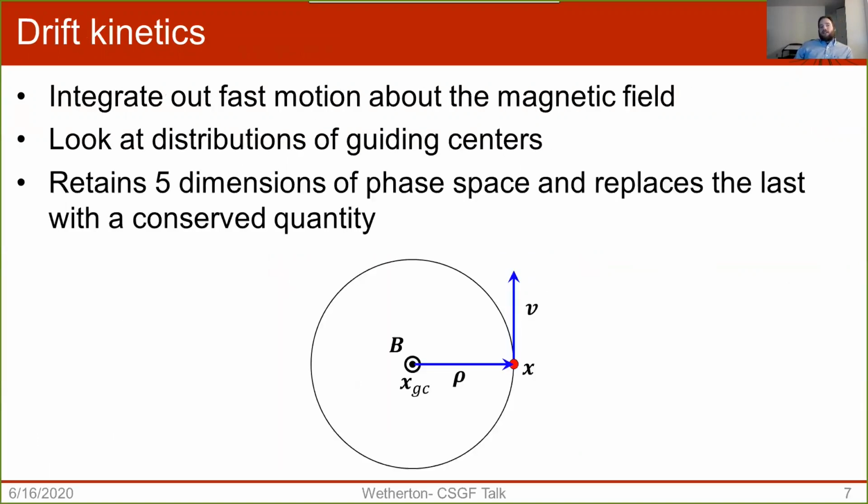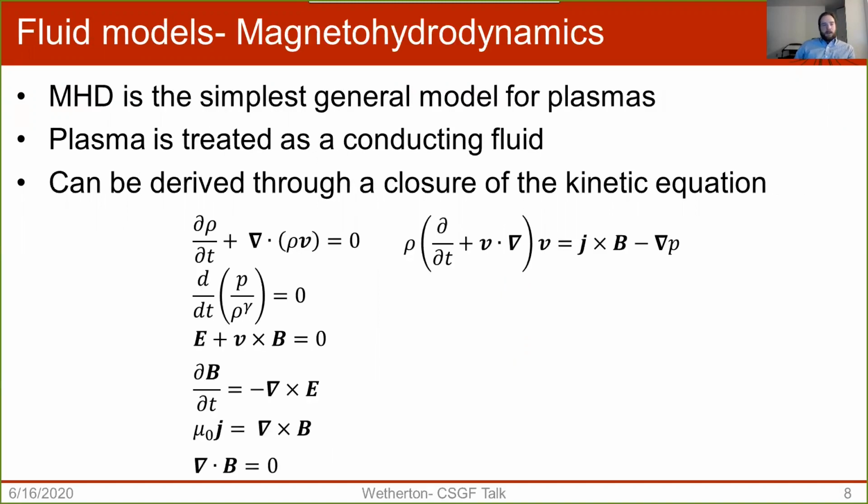So drift kinetics takes advantage of this and integrates the fast motion around the magnetic field out of the equation. And you look at the distributions of the guiding centers. So the guiding center is that point on the magnetic field, essentially, in the drawing, rather than the point that the particle is at any specific time. So we look at the distribution of guiding centers, and we're able to reduce the dimensionality of the equation by 1 by replacing the fast motion around the magnetic field with a conserved quantity, which is the magnetic moment of the particle. You can reduce the model even further to be only in the spatial dimensions, so this integrates all the velocity dimensions out, so you're only dealing with fluid variables.